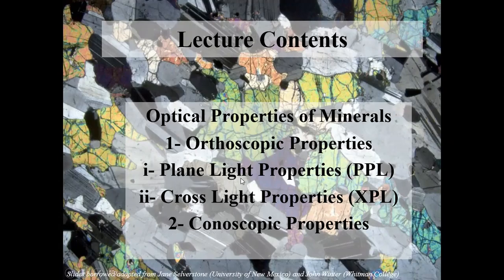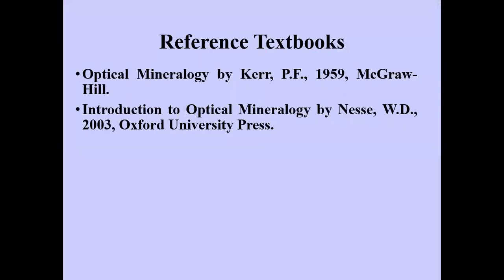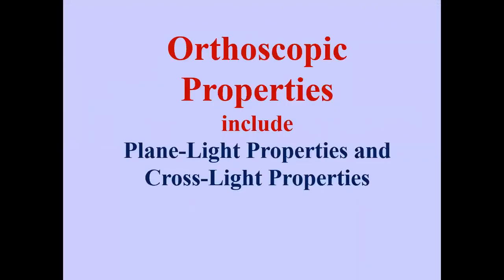Today we will discuss plane light properties of minerals. First, we differentiate plane light properties and cross light properties. Those optical properties which we observe under the plane polarized light are termed plane light properties, while those optical properties which we observe under cross polarized light are called cross light properties.